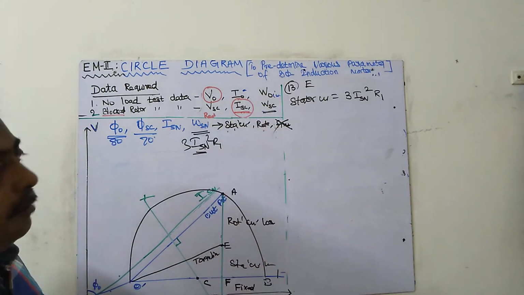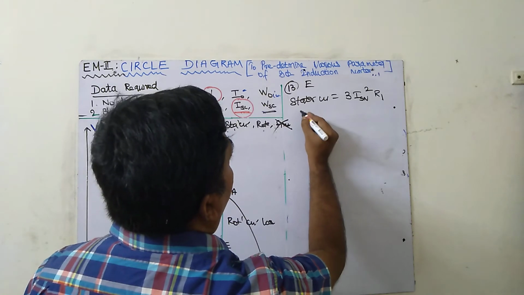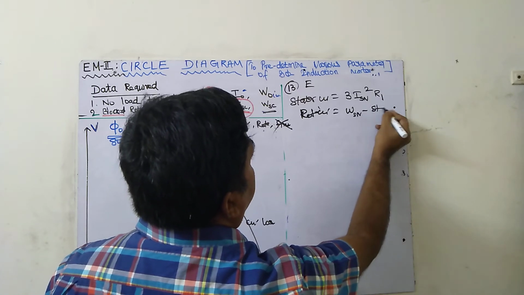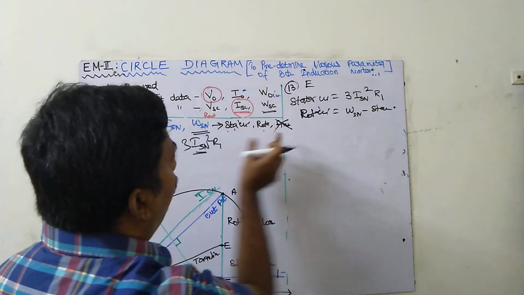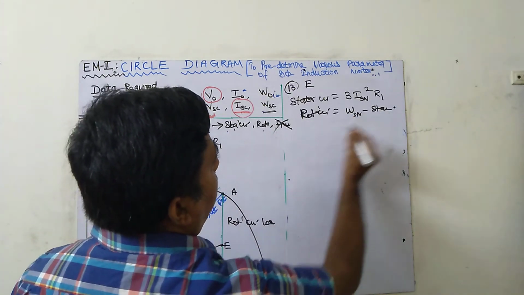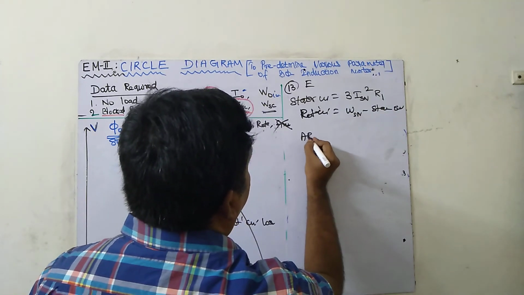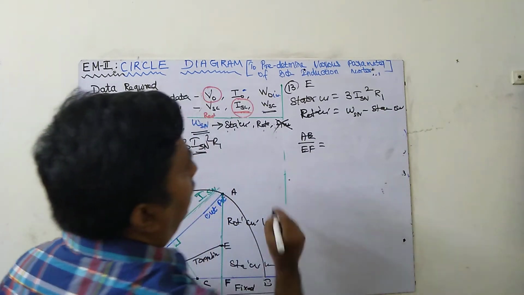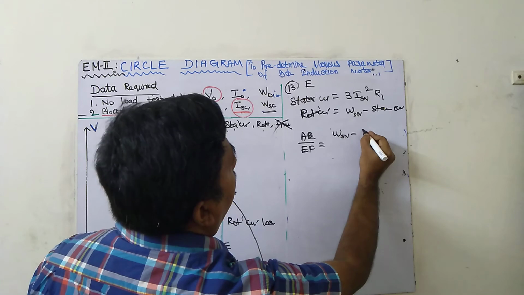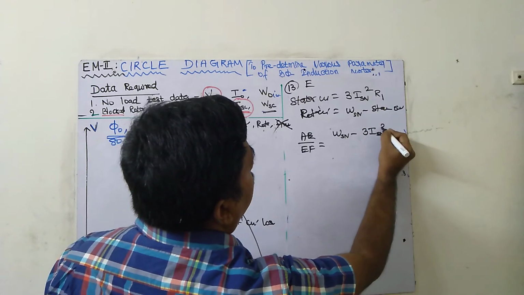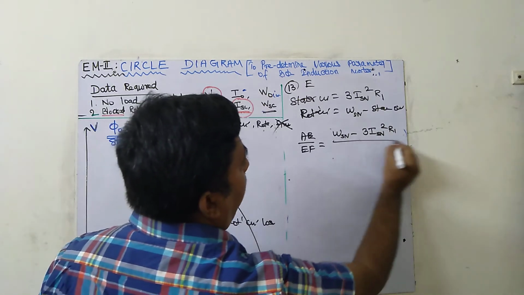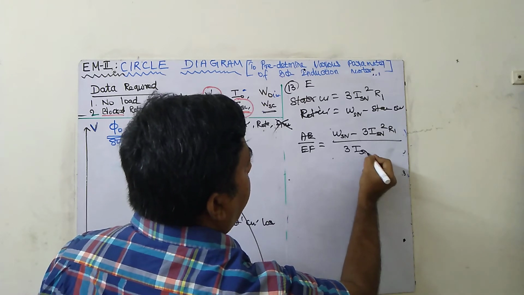So what is stator copper losses? What is WSN? What is rotor copper losses? Rotor copper losses equal WSN minus stator copper losses, where WSN is total losses. I have removed the fixed losses, so I have only 2 things. So AE by EF equals rotor copper loss divided by stator copper loss. Rotor copper loss equals WSN minus stator copper loss, which is 3 into ISN square into R1. So total losses minus stator copper loss, divided by stator copper loss.